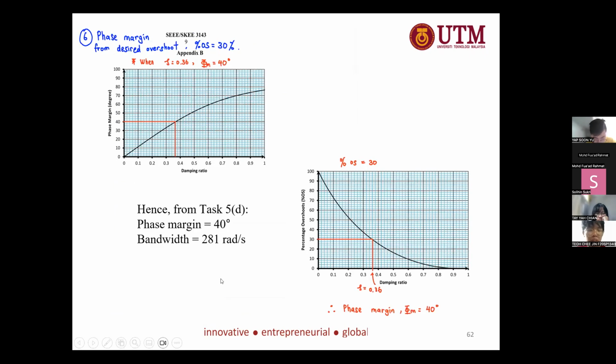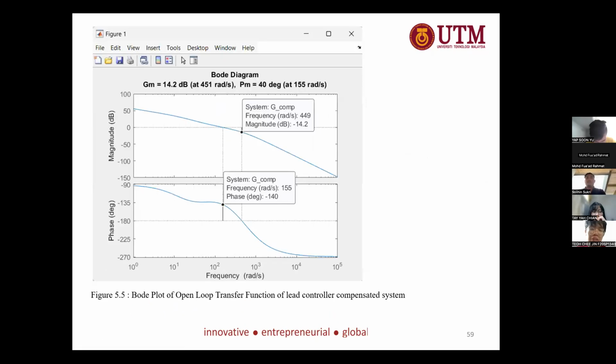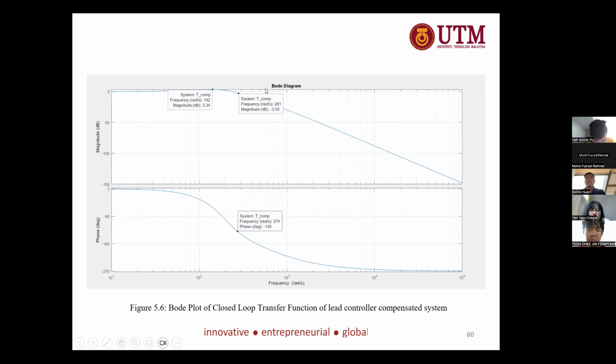Also, we can use the phase margin curve to check back our calculation. So for the percentage overshoot of 30%, the zeta is equal to 0.36, and we bring forward the 0.36 into the graph of phase margin against damping ratio, which is zeta, and we'll get back the degree is 40 degree. So when we check back the 40 degree in the Bode plot, the values are similar. All right, good.